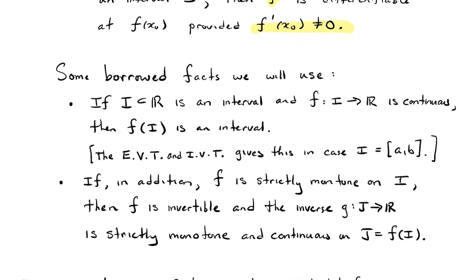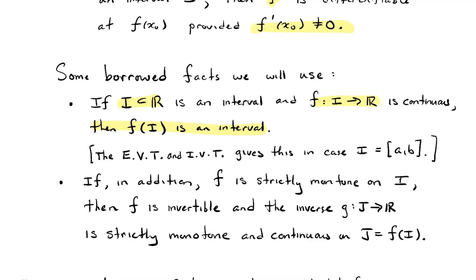So for purposes of this lecture, I'm going to borrow the following facts: that if you take some interval and a continuous function on that interval, say called f, then its image is also an interval. It's not much of a stretch to say that that's what the intermediate value property says. But there's a little bit more to it than that.